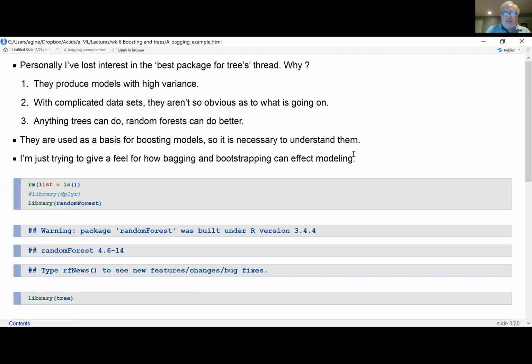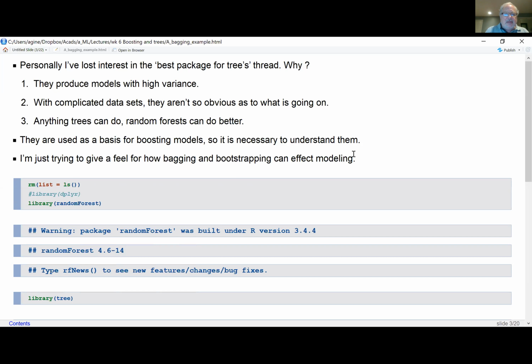I think some people say our part is better, but as Neil said, trees are the basis for some more sophisticated packages where you look at random forests or you look at boosting of various sorts. And these outperform trees almost always. And the reason is because the models that trees produce tend to have higher variance.